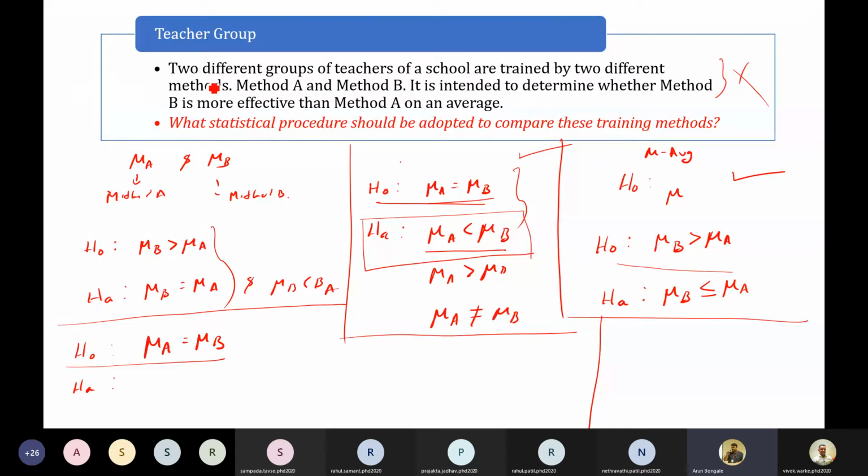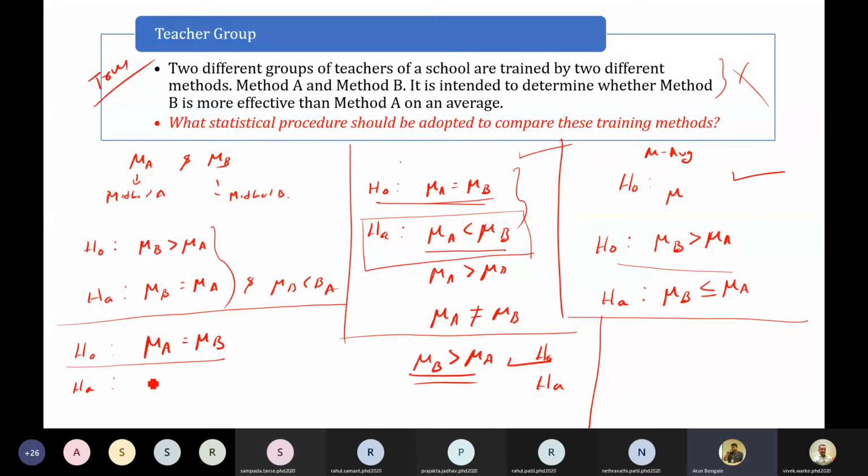So what is given: two different groups of teachers of a school are trained by two different methods, method A and method B. It is intended to determine whether method B is more effective than method A on average, meaning method B is greater than method A. This is what we need to check. If this is accepted, then the statement is true: method B is more effective than method A. That we can conclude. But it cannot be H0. It should be the alternative hypothesis.